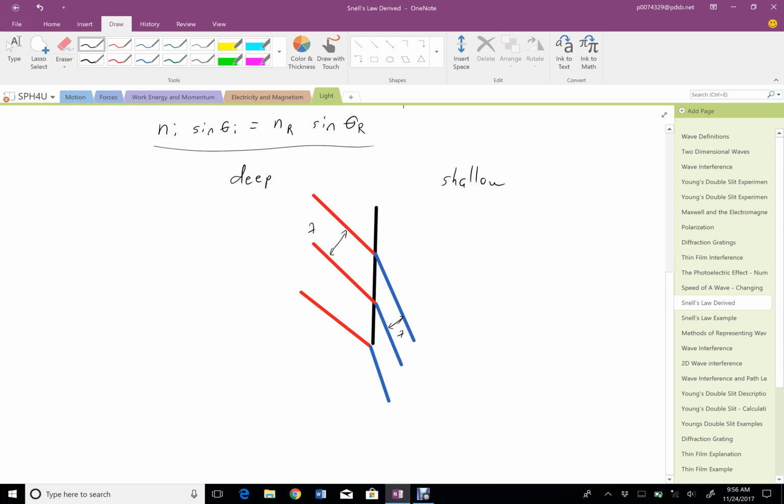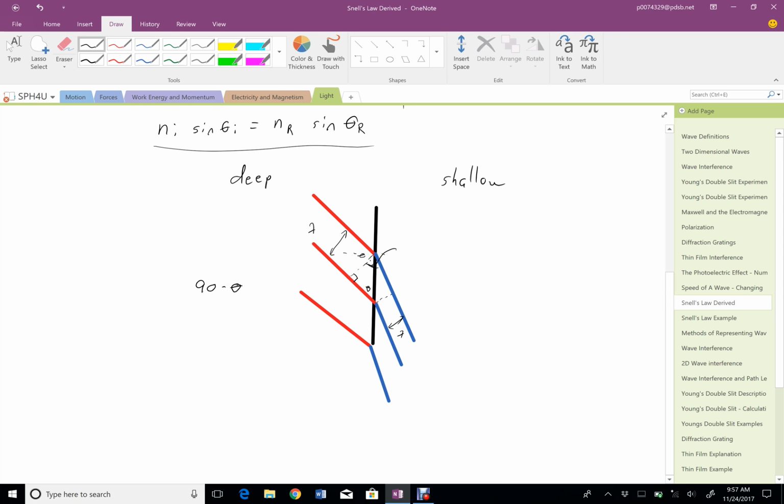Now, to figure out my angles and how all this is related to sine theta 1 and sine theta 2, I'm going to use two triangles right here that are both related to this common length in the middle. So if this ray is coming in with an angle theta here, then this angle right here must be 90 minus theta. And if that angle's 90 minus theta and that angle's 90, then this angle right here must be theta degrees.